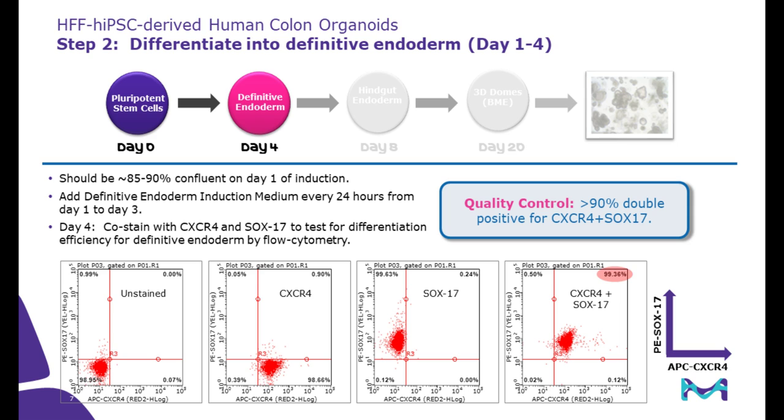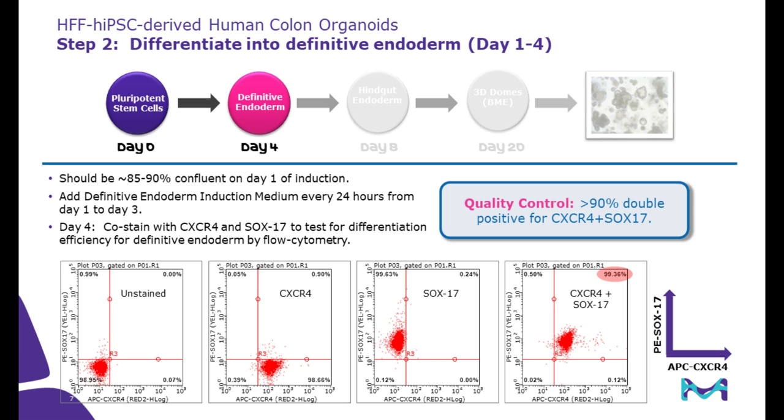To analyze by flow the percent purity of your definitive endoderm, start with an unstained sample and create a quadrant gate with the unstained sample. Then use this gate to determine the percent positive of CXCR4 alone, and then SOX17 alone, and most importantly, the CXCR4 plus SOX17 double positive. As you can see, the percentage purity of the CXCR4 plus SOX17 population is greater than 90%.